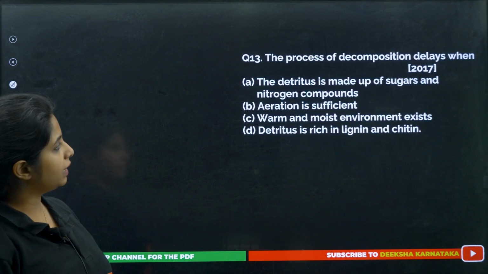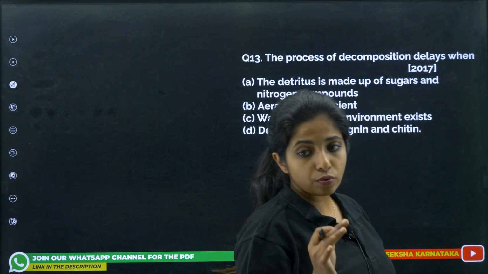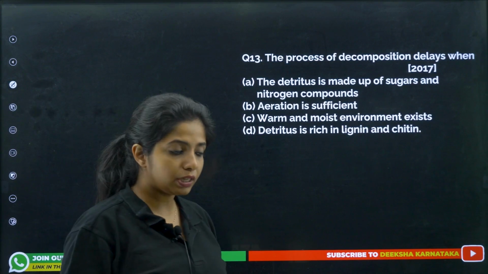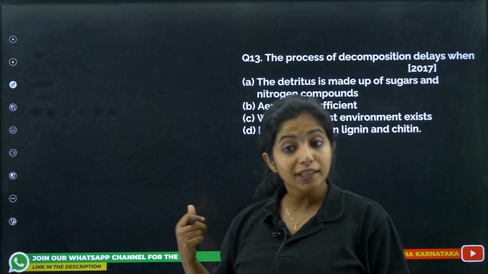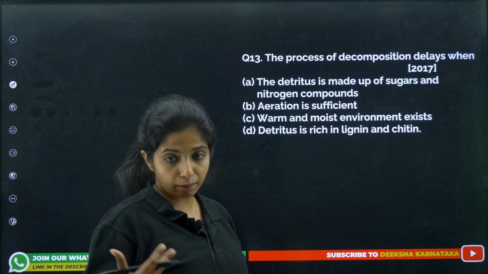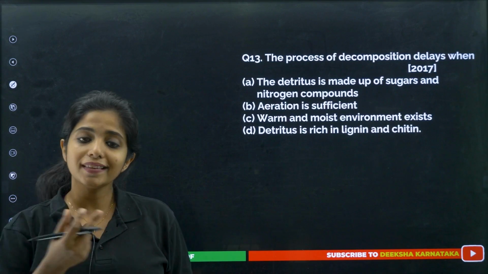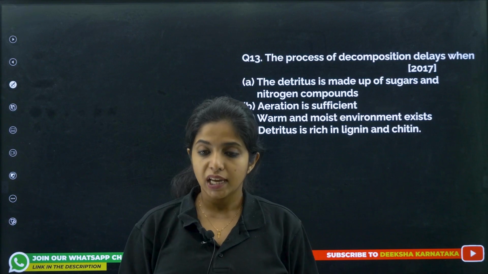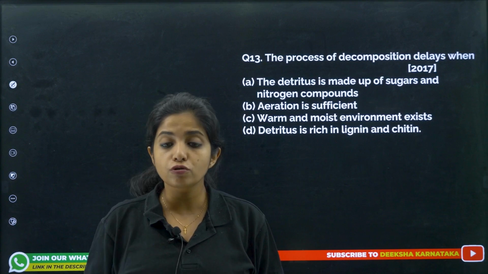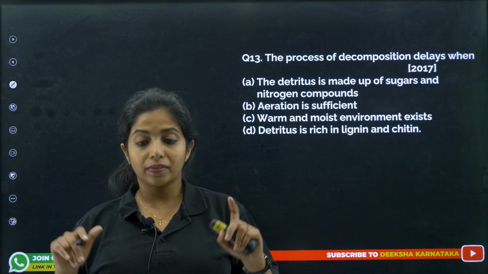Cool? Next, the process of decomposition is delayed when? For decomposition to happen, decomposition means what? Breakdown of dead and decaying things. For it to happen, what all do you need? You need warm and moist temperature. You need oxygen, because aerobic bacteria might be working and breaking down things, right? So that's why we need that, okay? And also these things should be easy to break down. If it is made up of something known as lignin or chitin, it becomes a huge difficulty for the bacteria to break it down. You get it? So that is something that could delay.